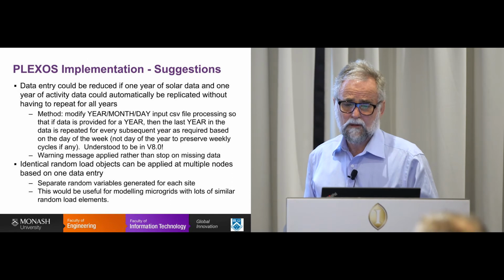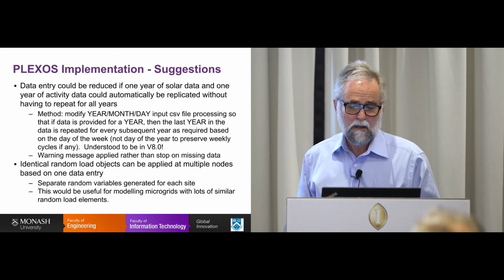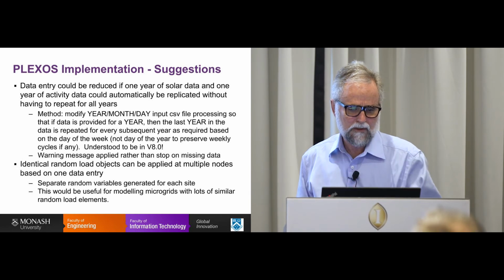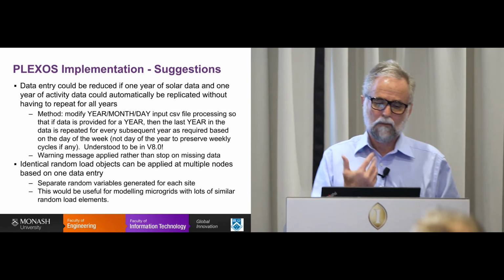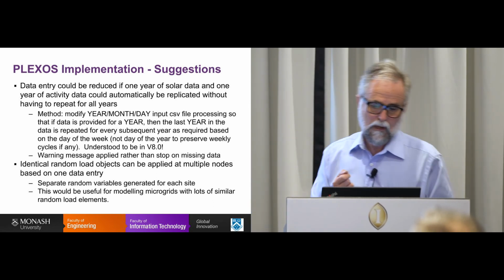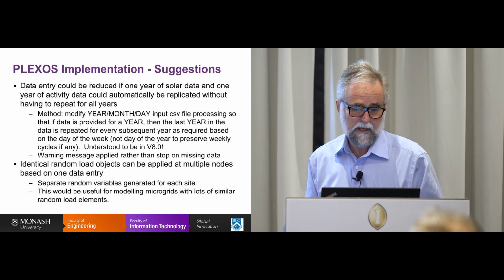Also, the model that I've set up will probably need a huge number of objects, one for each house modelled. And another thing that I'd probably like to see is that once you've set up a random load object which you want to replicate at different locations, it would be nice to only have to put that into the model once rather than one for every node.